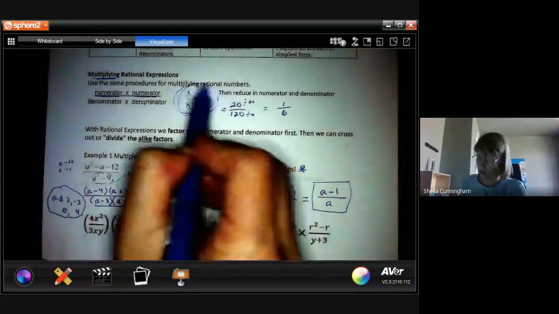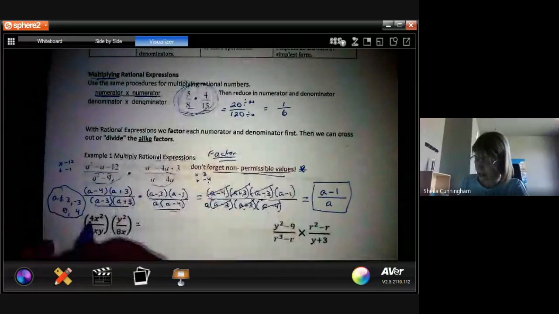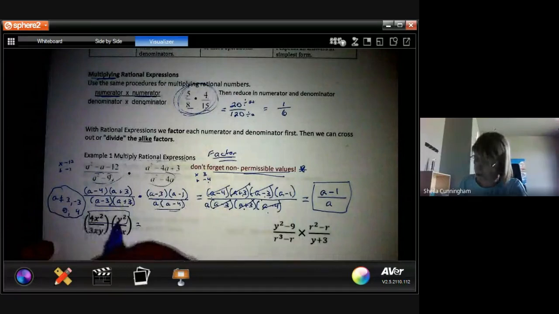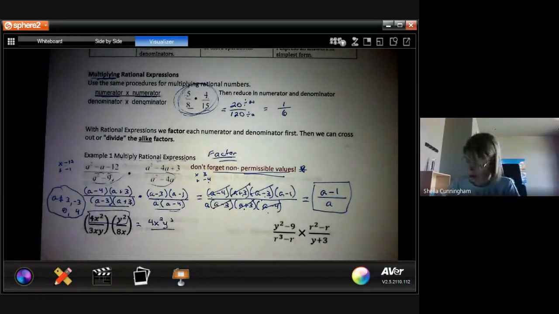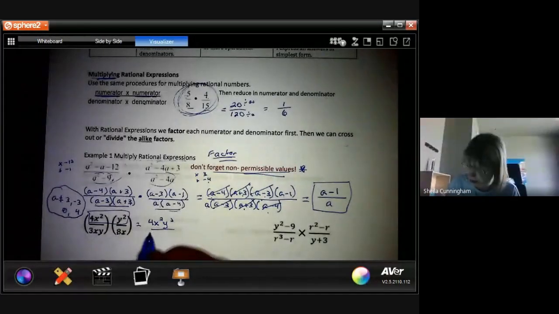Okay, so in this case, I'm going to take my numerators and multiply them together. Well, 4x squared times y squared simply gives me 4x squared y squared, if I'm multiplying them all together. And on the bottom, I've got 3xy times 8x. Well, 3 times 8 gives me the 24. I've got x times x, which is going to give me x squared, and I've got a single y on the bottom.